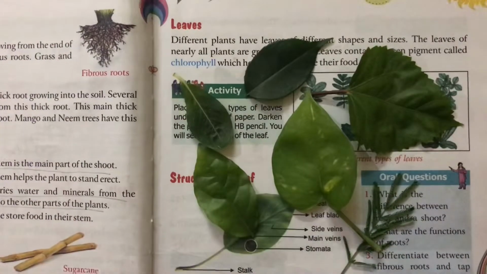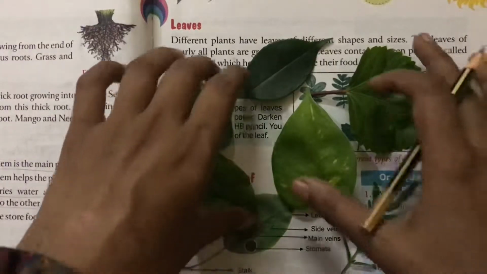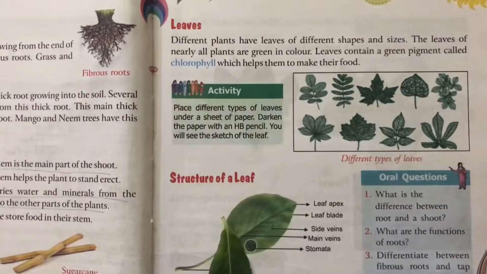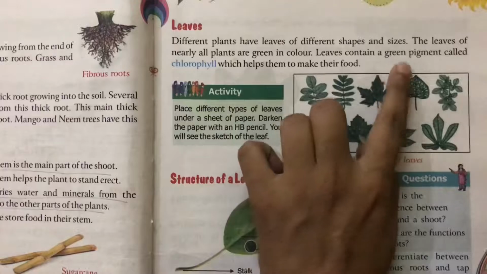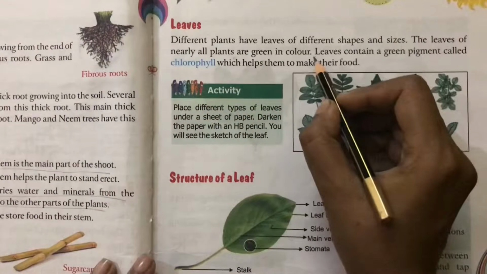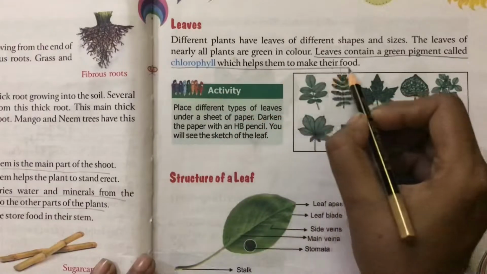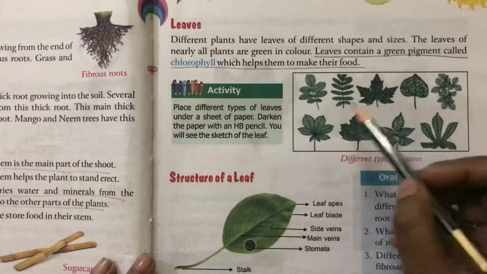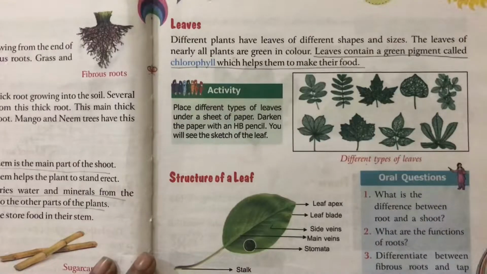And all the leaves are of green color. Why, children? Because of chlorophyll. Because of chlorophyll, the color of the leaf is green. Leaves contain a green pigment called chlorophyll. This you learn, children, which helps them to make their food. Can you see in the picture? Different leaves are of different shapes and sizes.